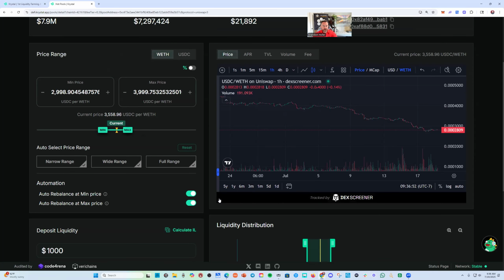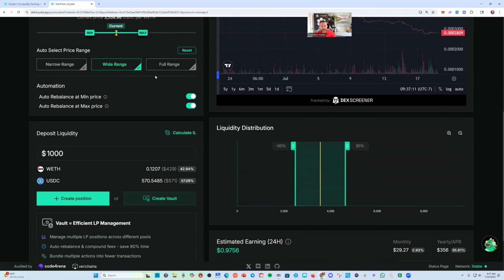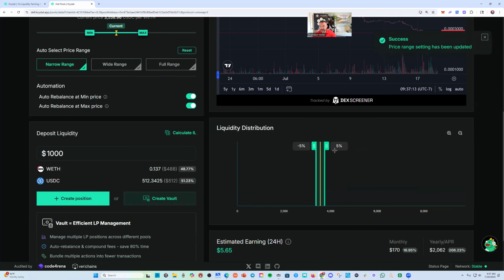Now, you'll notice a few things. Number one, auto select price range. I can pick narrow range, wide range, full range. If you're brand new, you can just start with these. You can go narrow range. That's pretty narrow. I want wide range. Oh, that's pretty wide. That'll give me right here 30%, 30%, and narrow gives me 5%, 5%.